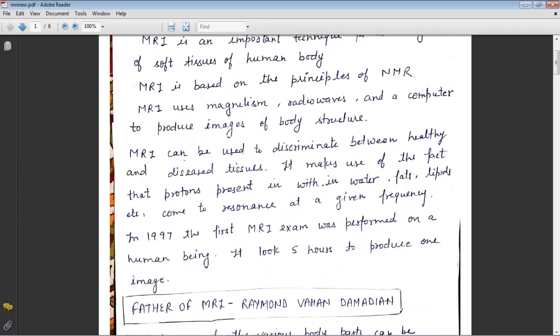So we can see the difference between healthy and diseased tissue. It makes use of the fact that protons present in water, lipids, fats, etc. come to resonance at a given frequency. In 1997, the first MRI exam was performed on a human being, and it took 5 hours to produce one image. So this is the basic introduction of MRI.